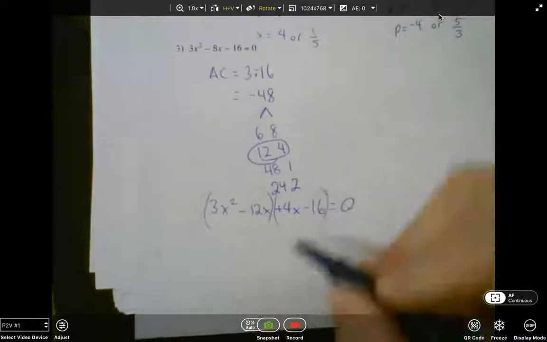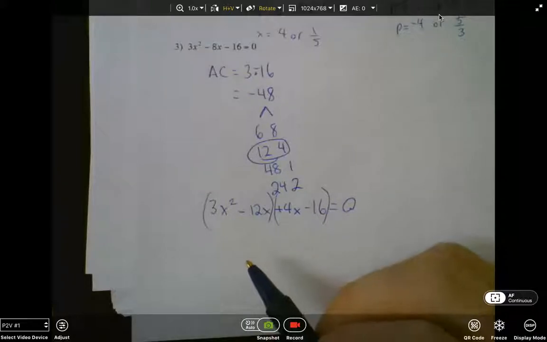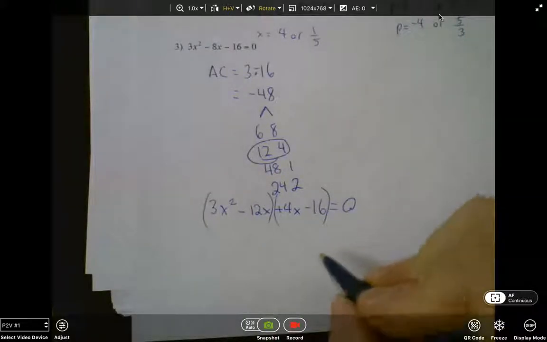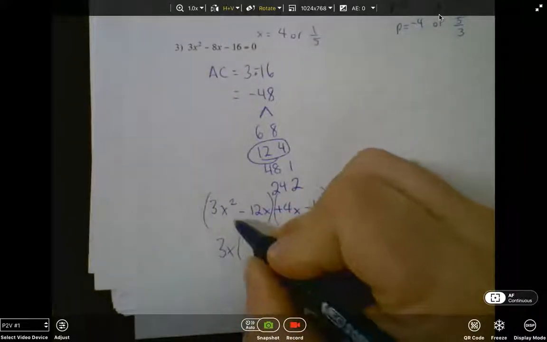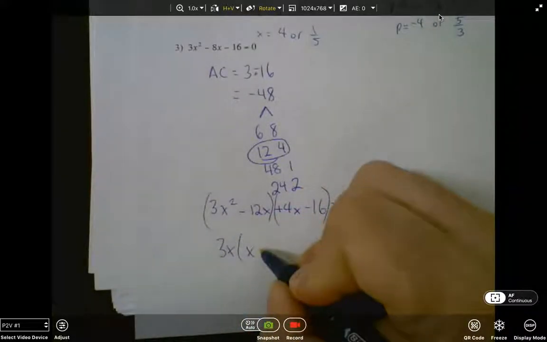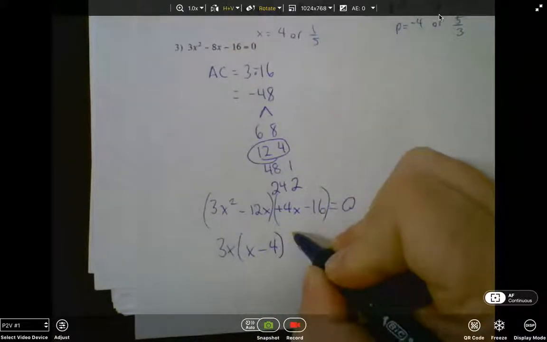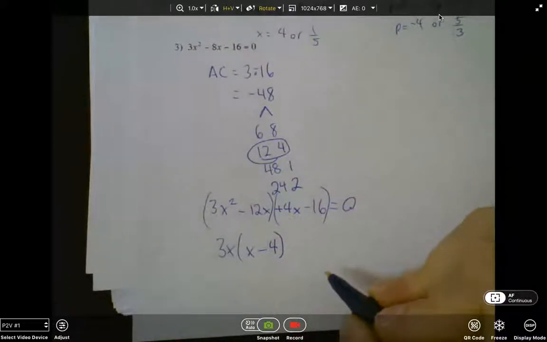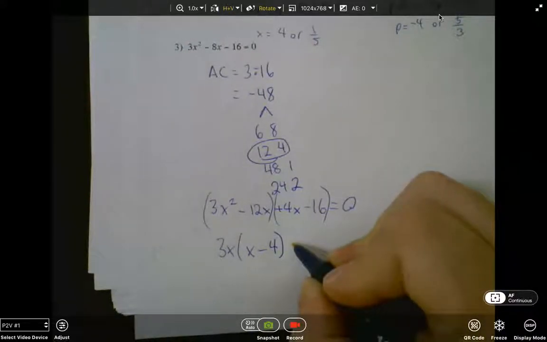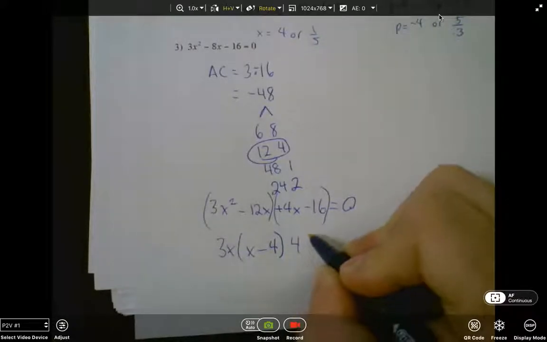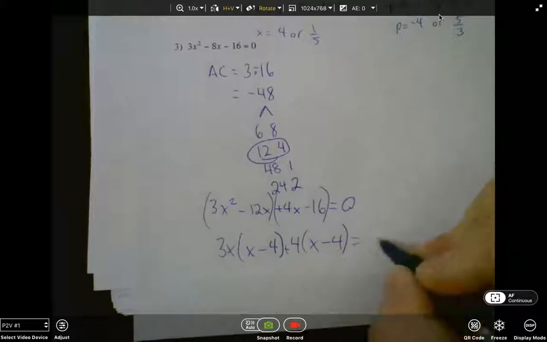Anyone want to tell me what to factor out of the first term? Rowan again. 3x it is. So we factor it out, and we're left with x minus 4, and then here, someone other than Rowan in the audience, Aaron, way up front, what are we going to factor out? 4. Just a 4, because then we're left with x minus 4 again equals 0.